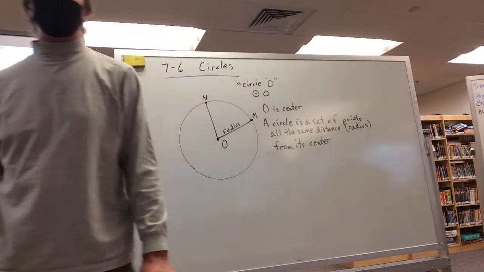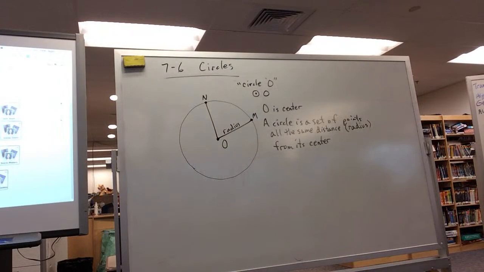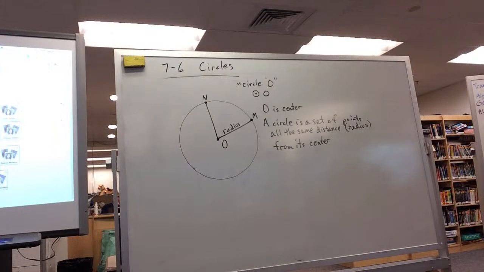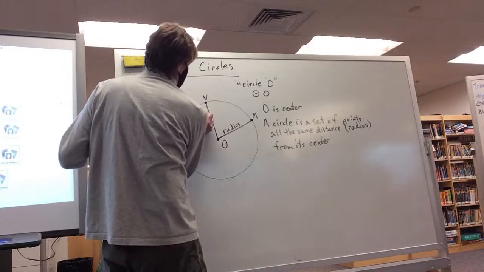Sounds kind of formal, right? Yeah, it is kind of formal. We're making things more and more formal, because with geometry, it's really all about definitions. And we use definitions in geometry to describe things very precisely. So this is a radius. Here's another radius.